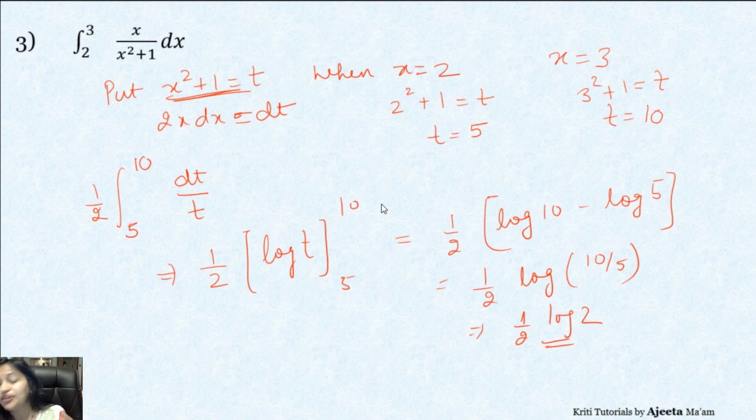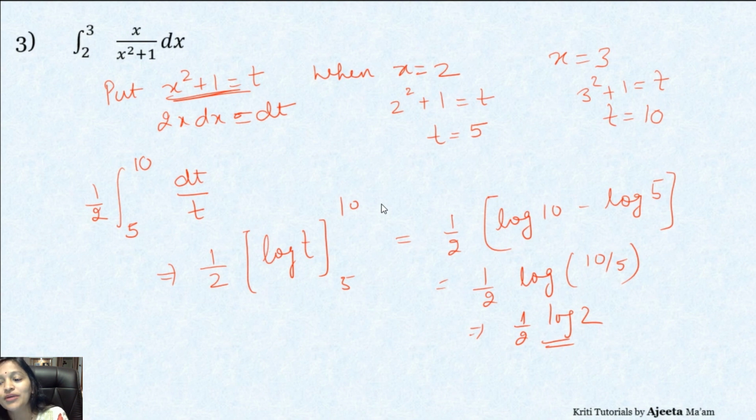So I repeat again, whenever you have a substitution, change the limits for the given variable to the new variable. And how will you change those limits? Simply by putting the upper limit and lower limit values in your substitution and getting the new limits. So what is the advantage? I repeat again, you don't have to resubstitute. So it becomes very easy for you. Correct? So here the limits were 2 to 3, we changed them to 5 to 10 and directly did it.